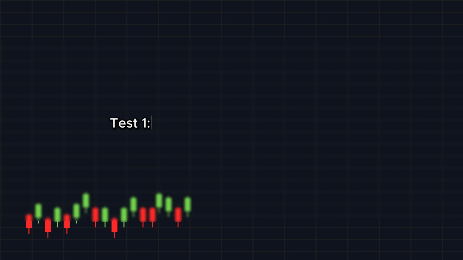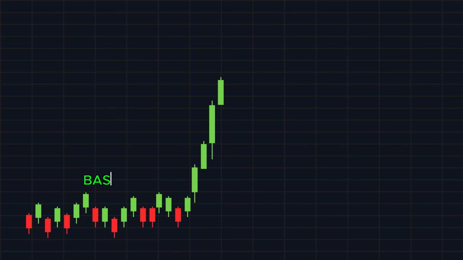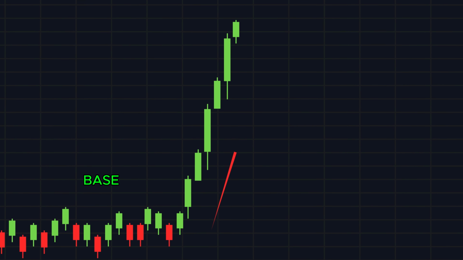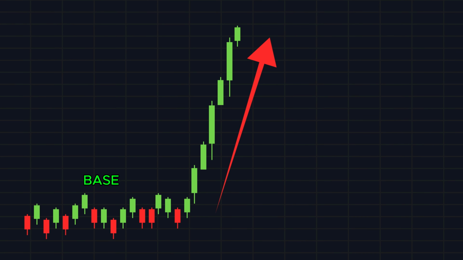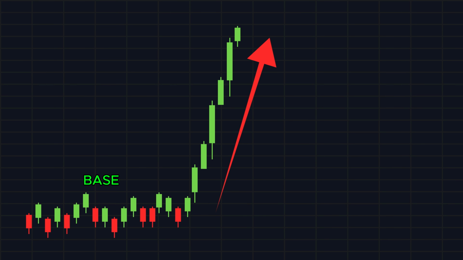Test 1, how fast did the price leave? How price leaves the base is the biggest clue you have. If a bank just dropped $1 billion, the price should launch away from the zone like a rocket. We want to see huge explosive candles with tiny wicks. This shows a powerful, crazy imbalance. If the price just slowly drifts away, it's a weak zone. The bigger the explosion, the stronger the zone.